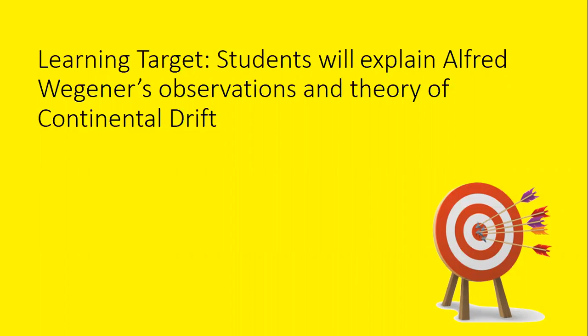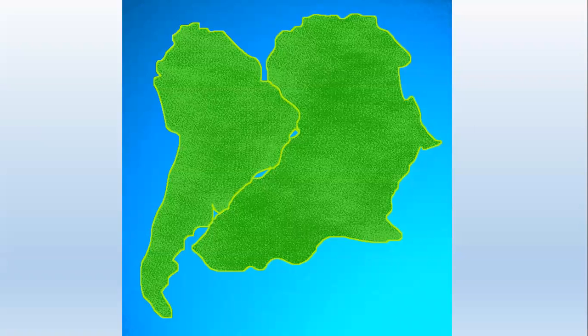Alfred Wegener was born in 1880. He was a meteorologist and explorer. In 1910, he noticed that South America and Africa appeared to fit together like puzzle pieces. He was certainly not the first person to notice this, but he was intrigued by the idea and thought a lot about it. He wondered if the two continents were once joined and then moved apart. He set out to find evidence to support or disprove his idea.